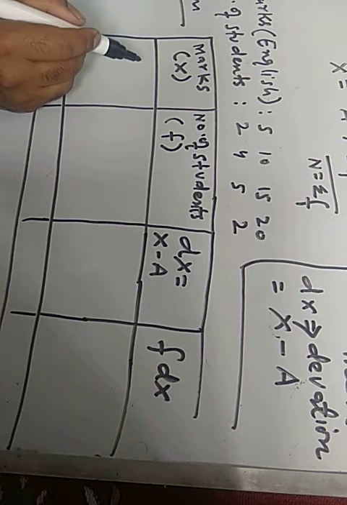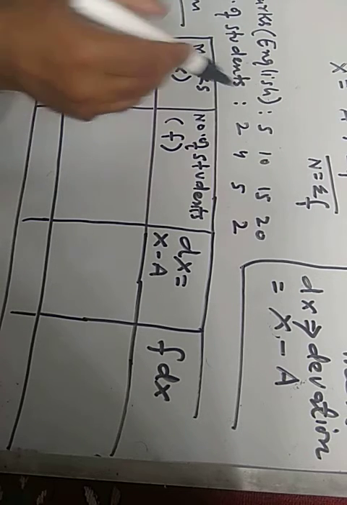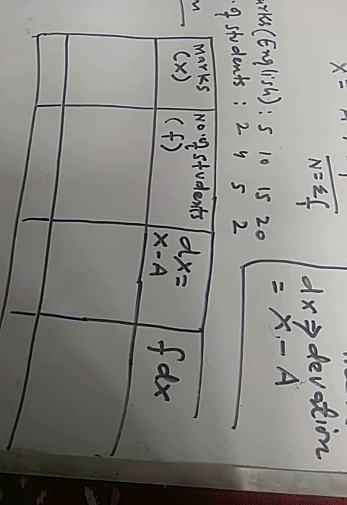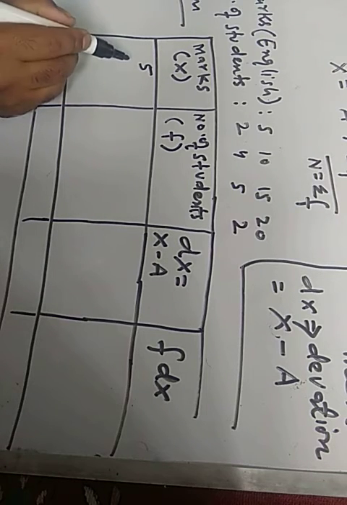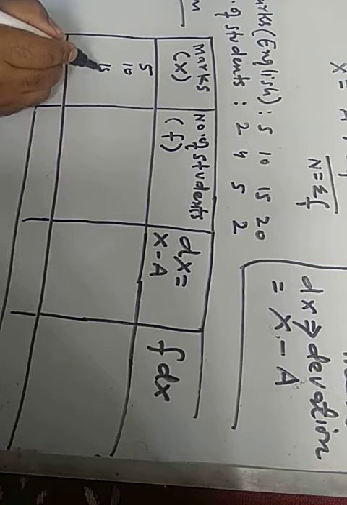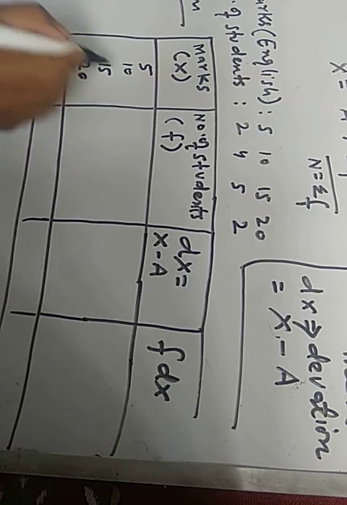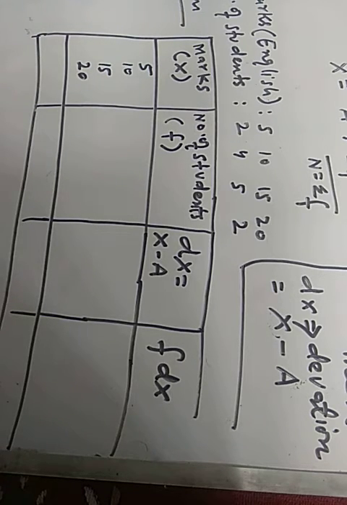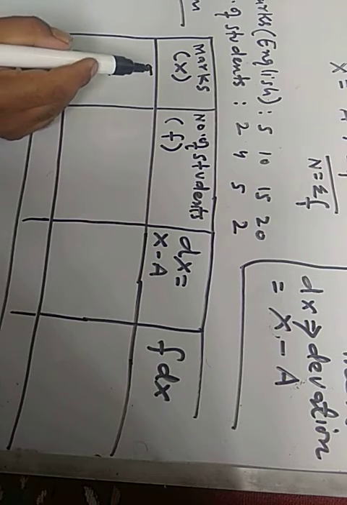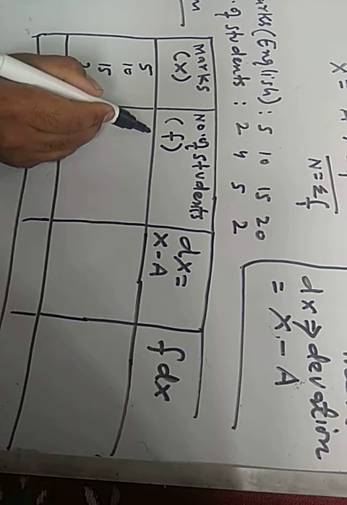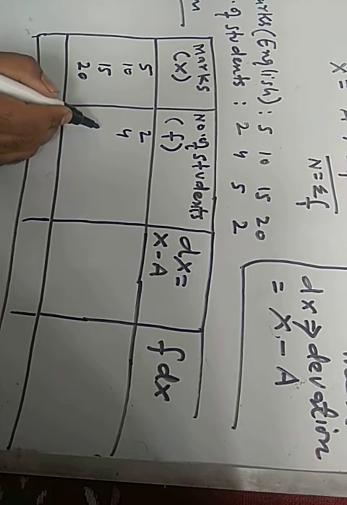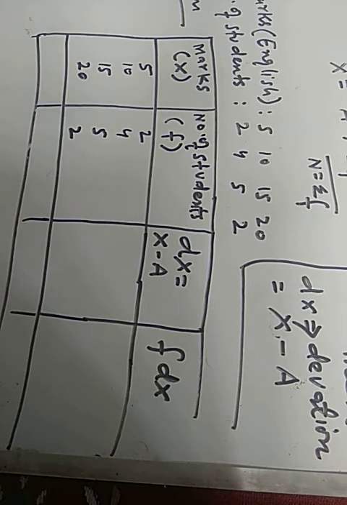The marks given are 5, 10, 15, and 20, and the number of students, that is the frequency of the variable marks, is 2, 4, 5, and 2. Sigma f, that is the summation of frequency, adding up of frequency, is equal to 13.